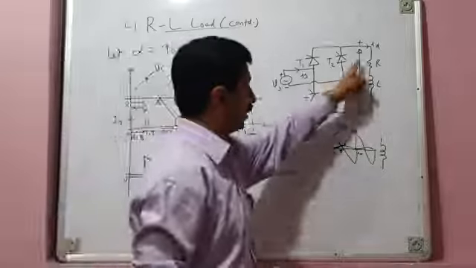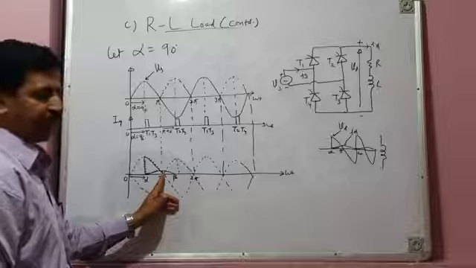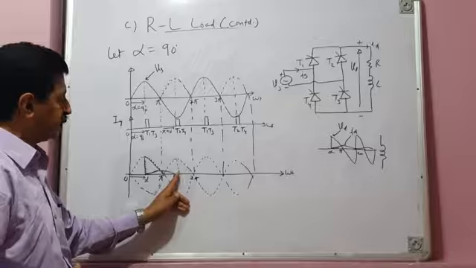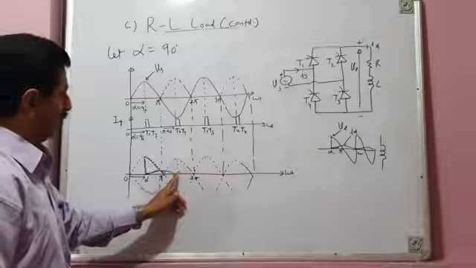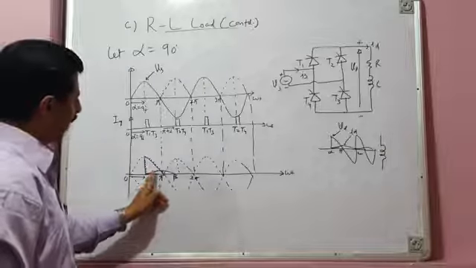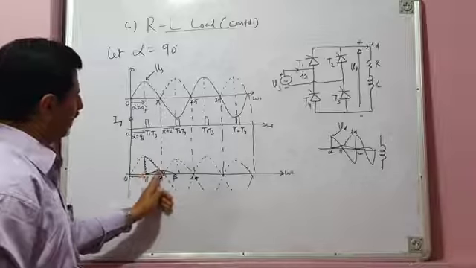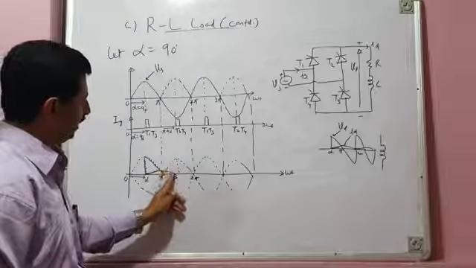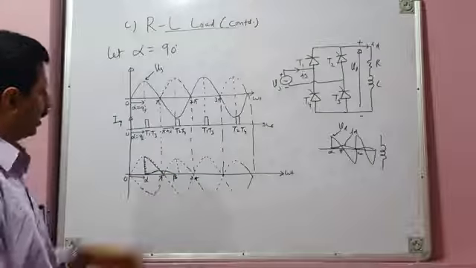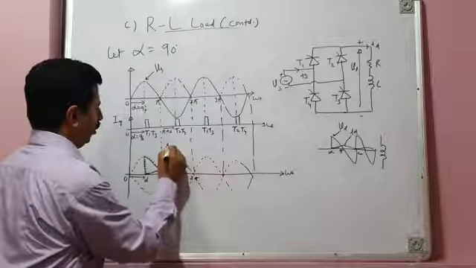For an RL load, current reaches maximum value not at pi. If current had reached maximum value at pi, then it would have lasted up to pi plus alpha. But the problem is that current reaches maximum value before pi, say somewhere here. And then from alpha to pi it rises. From pi to beta, it falls, and finally at beta it becomes 0. So current becomes 0. It gives the discontinuous conduction mode of operation, and this is your load current ID.